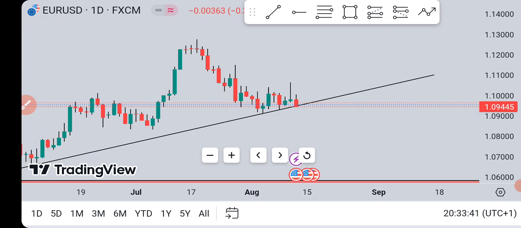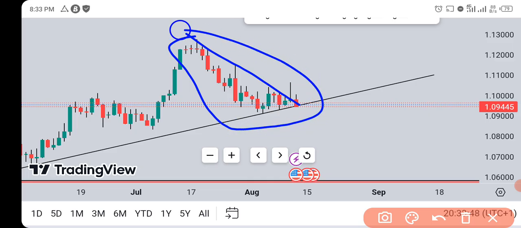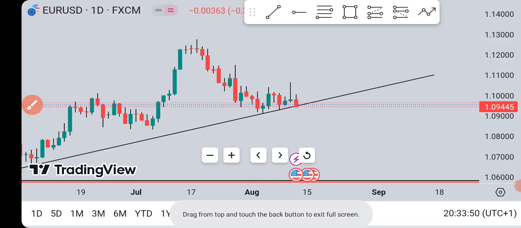Now I'll go to the C.O.T data and show you guys how it works. Remember the market starts moving to the downside here. So the C.O.T data will tell us why this market is moving down. So let's go and see what we have right there.